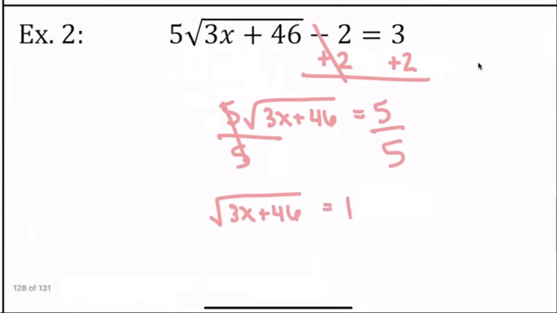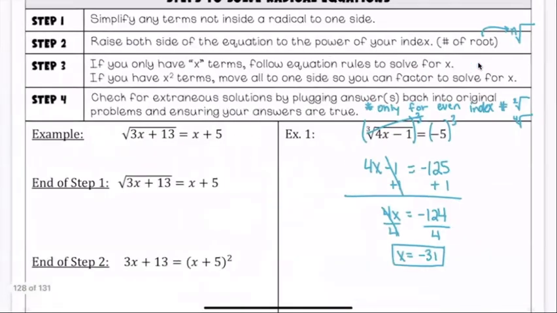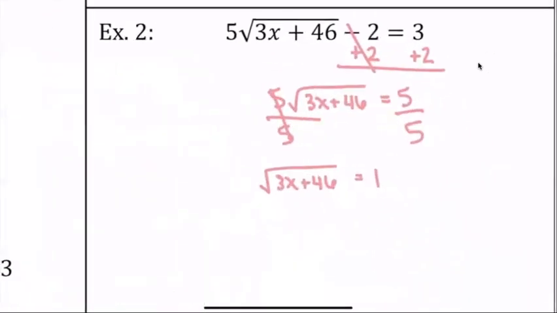And that is step 1. Step 2 says raise both sides of the equation to the power of your index. Remember, if you don't see a power, it is 2. So you would square this. These would cancel. I would just get 3x plus 46 because squaring a square root would cancel it. And then on the right side, we have 1 squared is just 1.